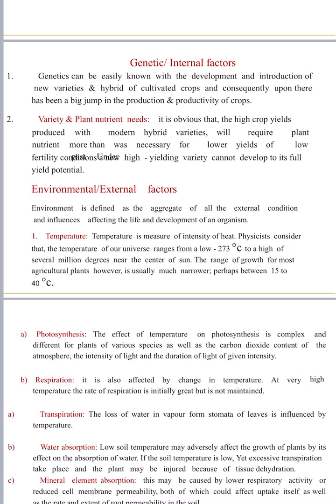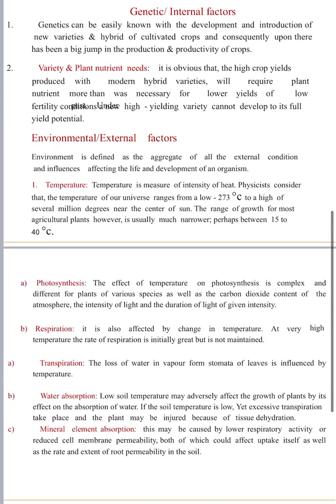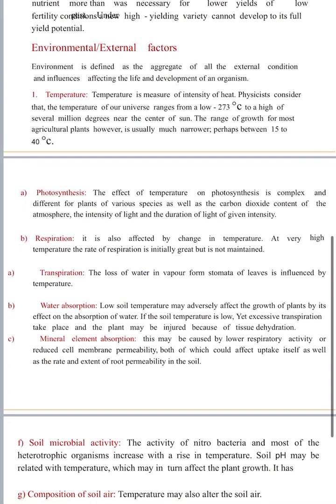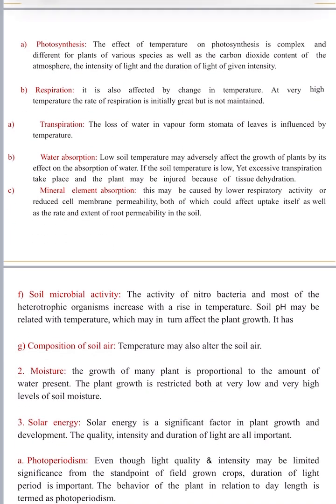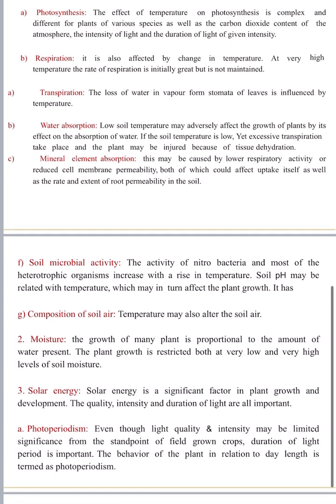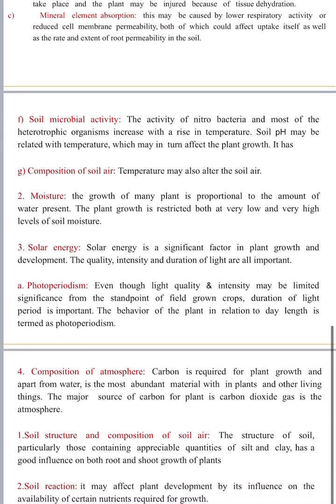Some environmental external factors, like temperature: photosynthesis, respiration, transpiration, water absorption and mineral element absorption, soil microbial activity, the activity of nitrobacteria and most of the heterotrophic organisms increase with a rise in temperature. Soil pH may be related with temperature, which may in turn affect plant growth. The composition of soil at a given temperature may also affect the soil layer, moisture and solar energy.